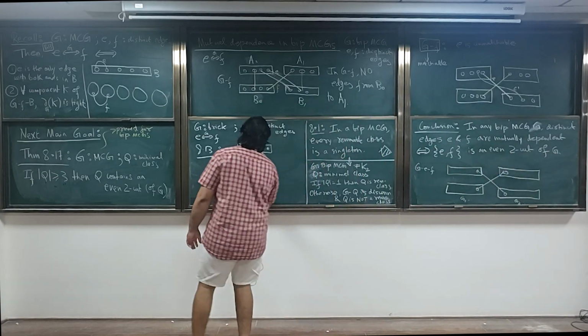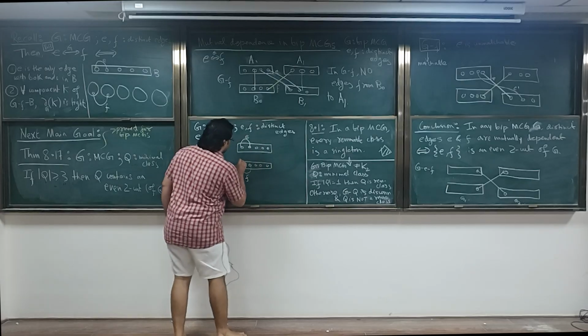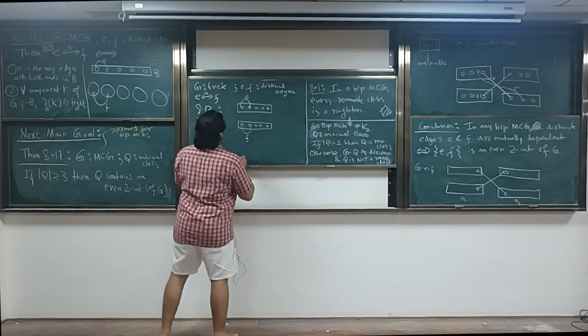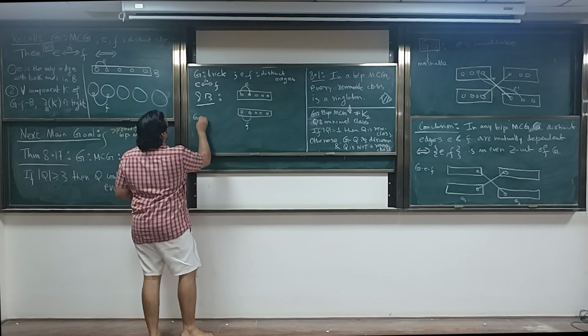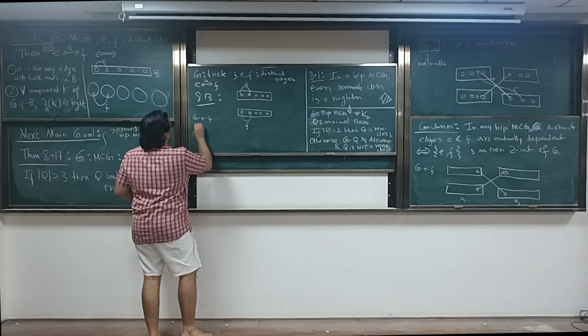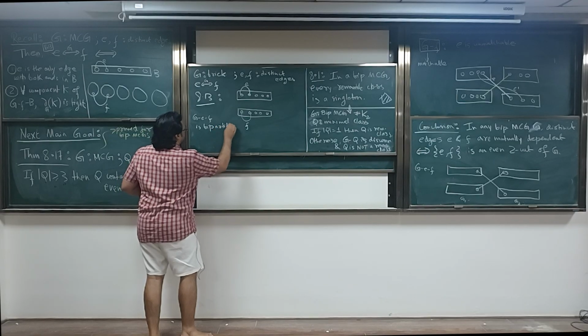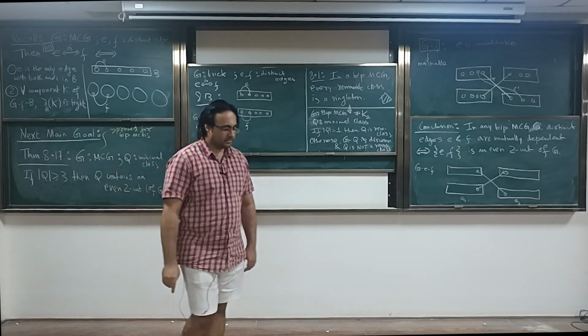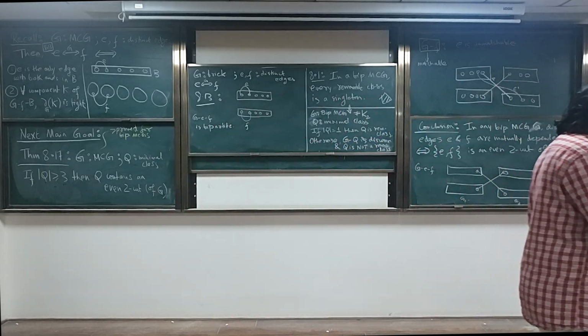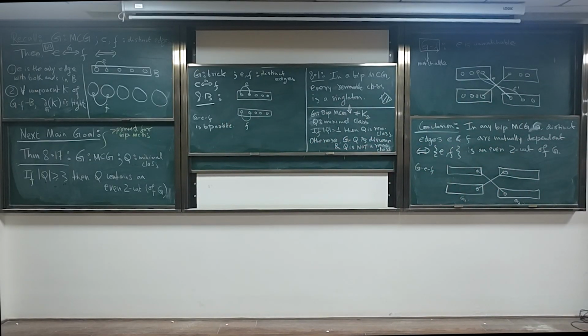So what we have proved is that G minus E minus F is bipartite. So if you have two mutually dependent edges in a brick, then you delete the two edges, you have a bipartite graph. Is it matchable? Can we at least say it is matchable? It is matchable, right?